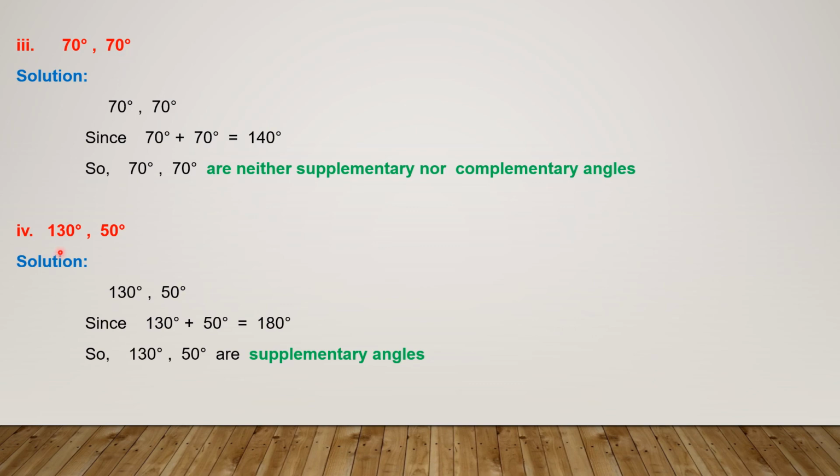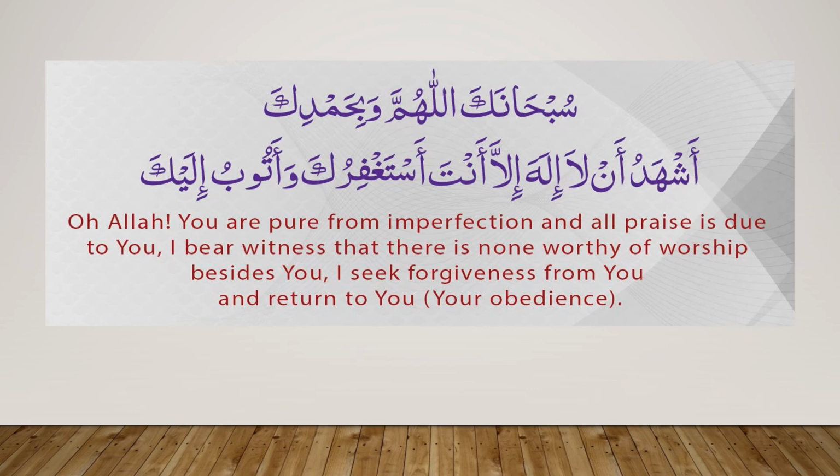Look at part number 4, 130 degree and 50 degree. Add them. When you add them, we will get 180 degree. Since the sum of the angles is 180 degree, they are supplementary angles. Now students, you have to write all the definitions in your register and solve all the remaining parts of question number 3. So that's it.